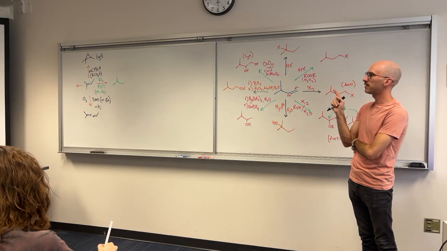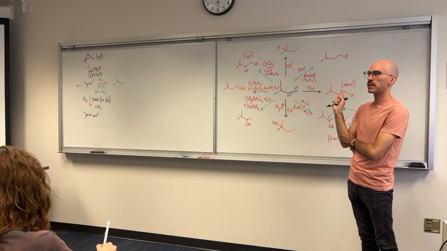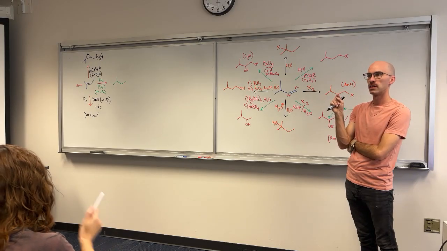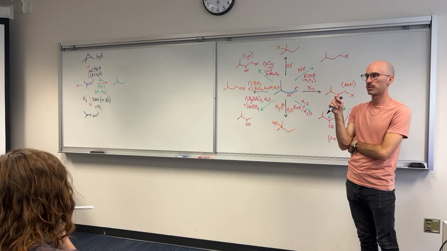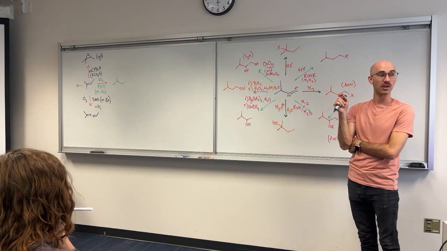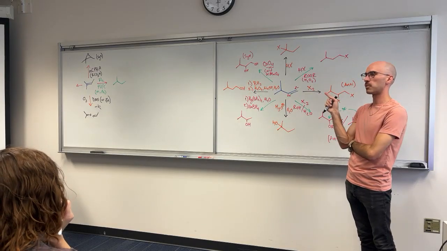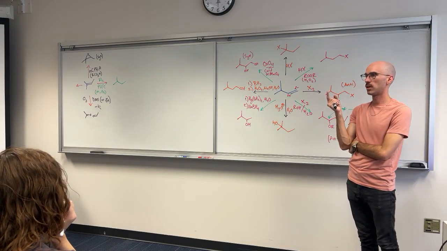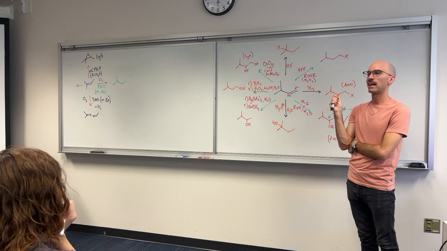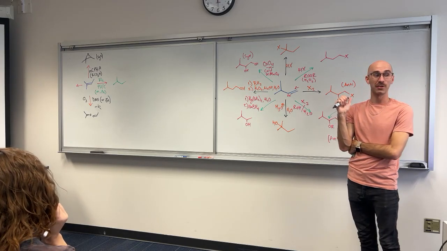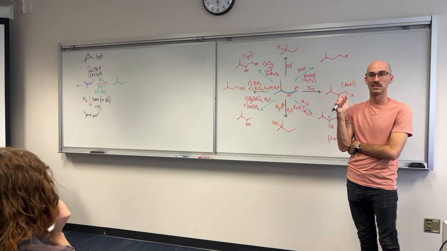Notice what happens when a carbon of the alkene is bonded to two carbons. It becomes what functional group? A ketone. And notice what happens when a carbon of the alkene is bonded to one hydrogen. It becomes an aldehyde.